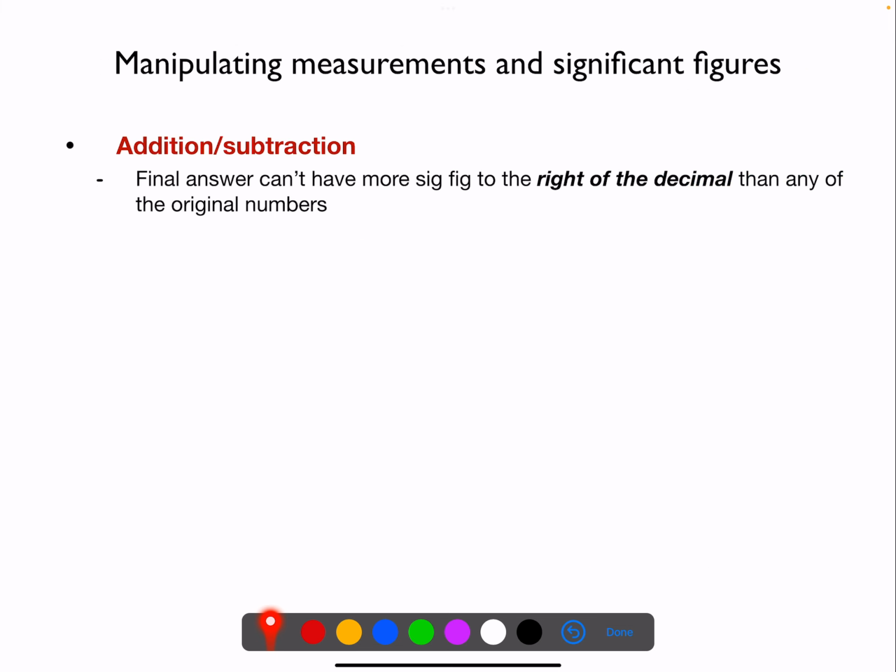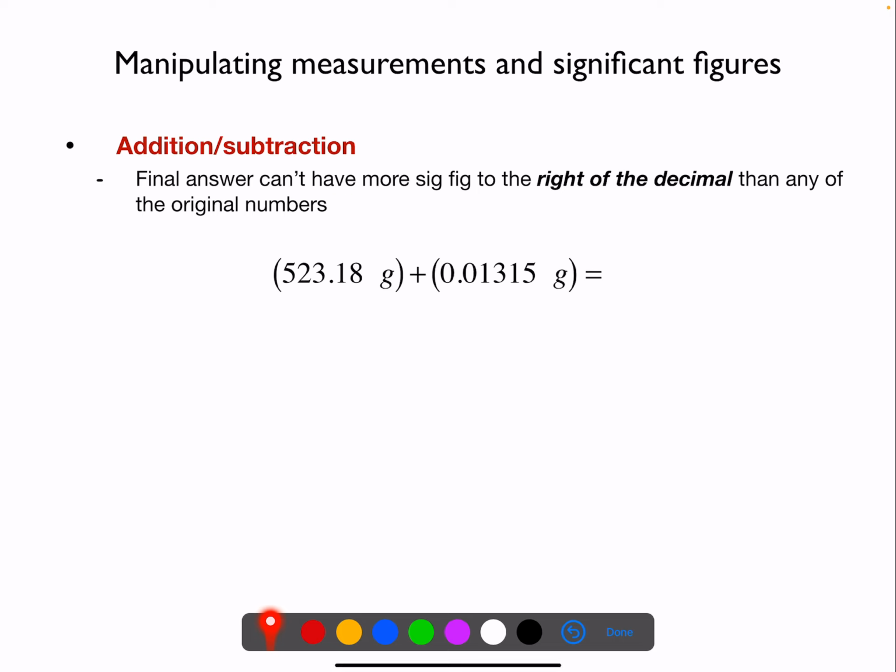And that helps us to start to understand our uncertainty in measurements, but we can look at some rules to help ourselves. And there's 2 rules we need to know. The first is, how do you deal with significant figures in a calculation if we're doing an addition or a subtraction? And the rule is, your final answer can't have more significant figures to the right of the decimal than any of the original numbers, right?